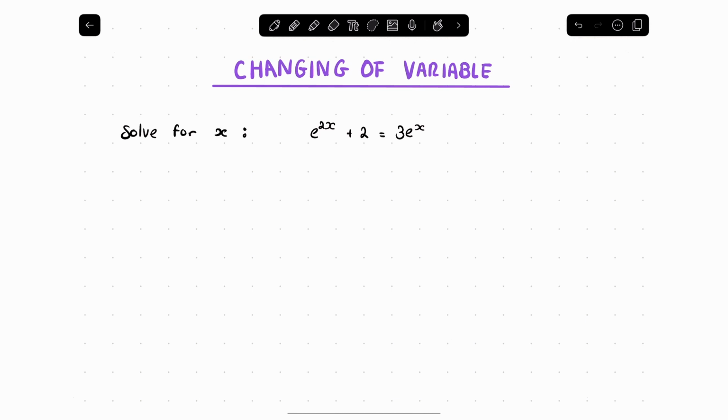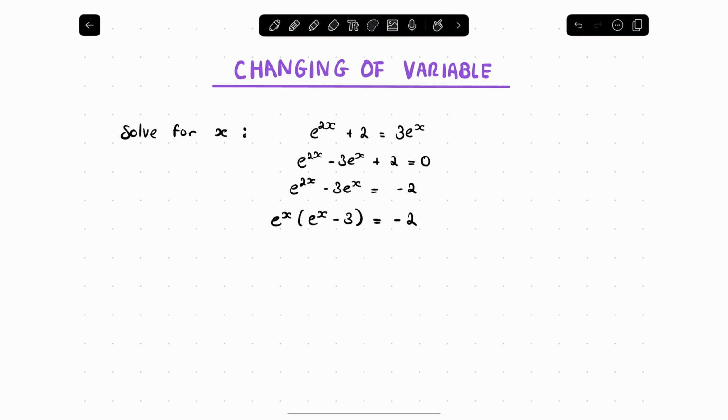We can start by collecting the common terms. So we bring 3 e to the x to the other side, to the left-hand side. So we have 2 e to the 2x minus 3 e to the x plus 2 equals 0. Then we can take 2 to the other side, so we have all the x terms alone. So we are left with e to the 2x minus 3 e to the x equals minus 2. Now we can see that we can factorize on the left-hand side. We can factorize out e to the x. What we have left inside is e to the x minus 3 equals minus 2.